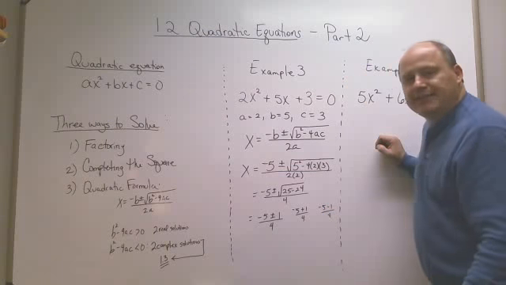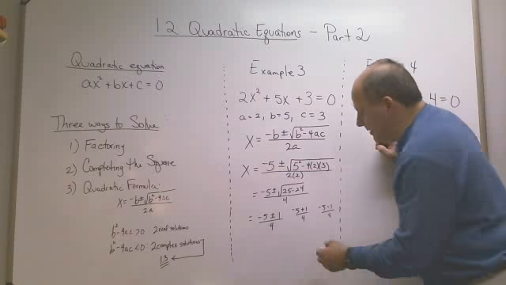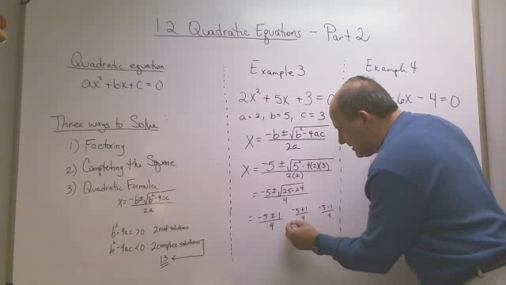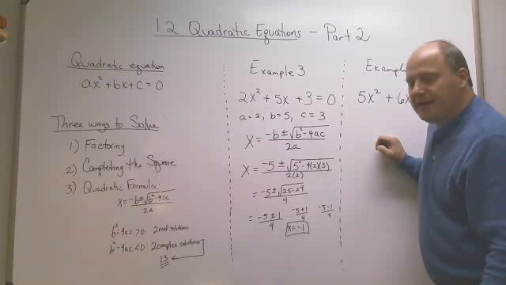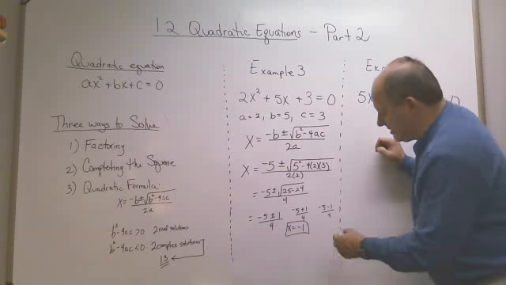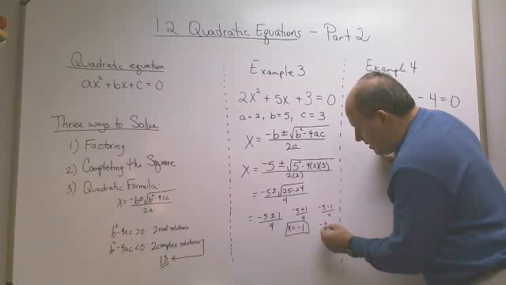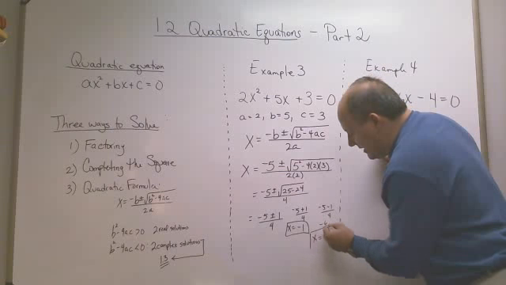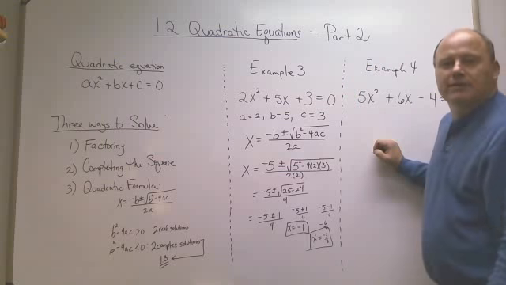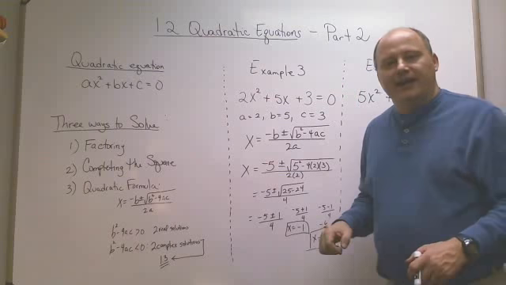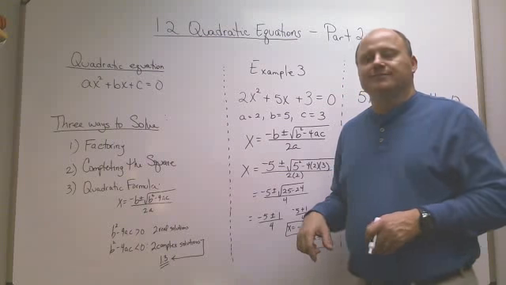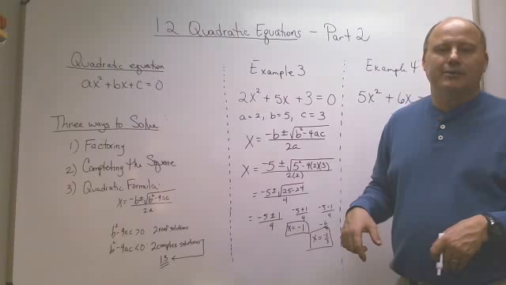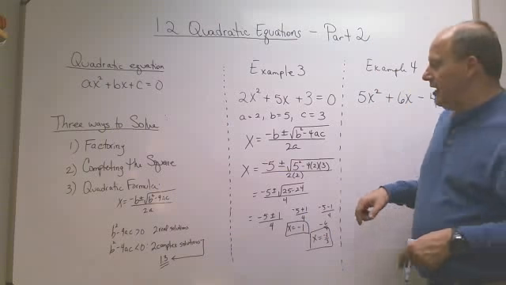Negative 5 plus 1 is negative 4, and negative 4 divided by positive 4 is negative 1. So x equals negative 1. That's one answer. Negative 5 minus 1 is negative 6, and negative 6 divided by 4, that's negative 3 halves. So x equals negative 3 halves is your second solution. Now, when the answers are fractions and without radicals like this, that tells me the problem probably could have factored to begin with. And it does.